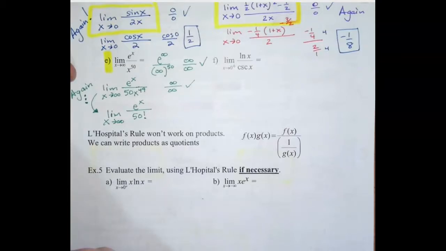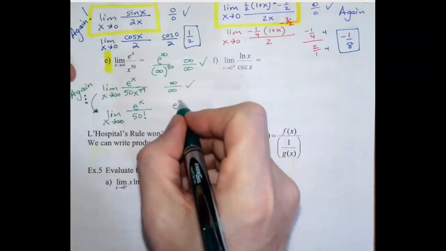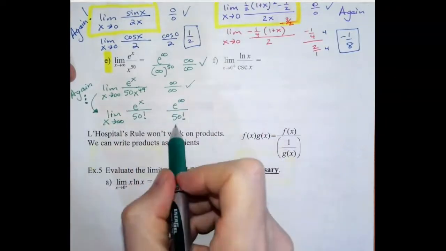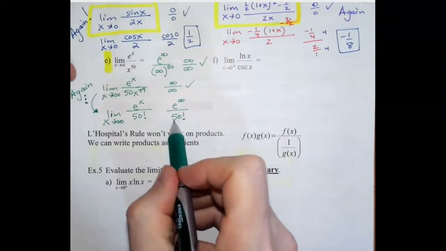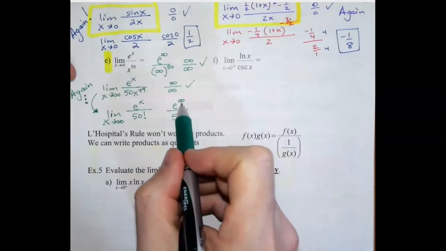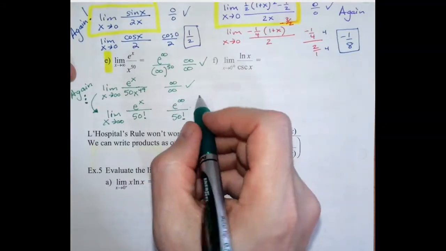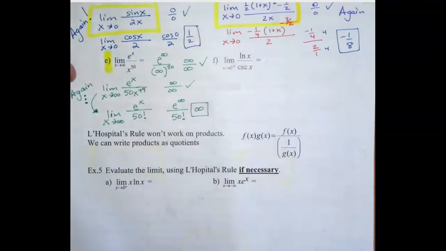Now, that's a pretty big number, 50 factorial, but when we plug in infinity, we're going to have e to the infinity over 50 factorial. And no matter how big 50 factorial is, it's not infinity. It's a number. So that's going to stop at some really big number, and this is going to keep going. So that's going to give us infinity divided by 50 factorial, which is going to be infinity. Okay?